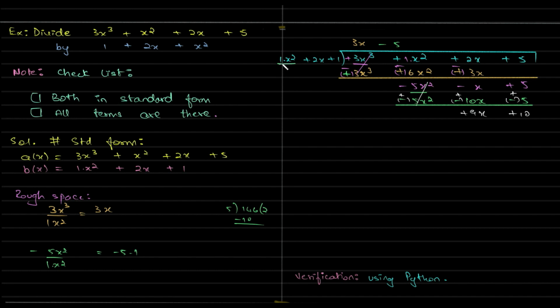and the first term of the divisor, that we got to be minus 5. So I wrote minus 5 over here, and we have to multiply with all of this term. So minus 5 into all of this term will give you minus 5x square minus 10x minus 5.